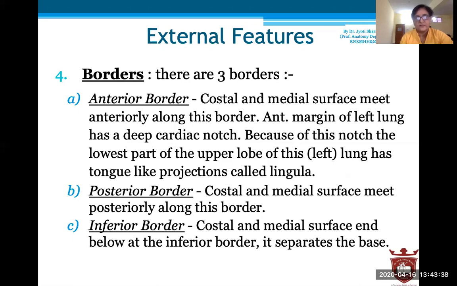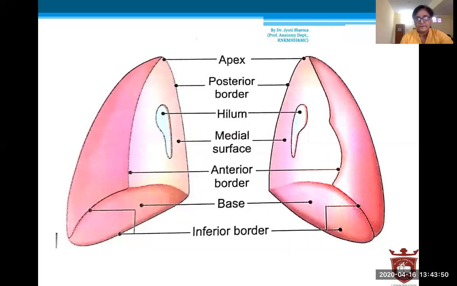Now we see the posterior border. Costal and the medial surface meet posteriorly along this border. And at the inferior border, the costal and the medial surface end below. The inferior border separates the base.